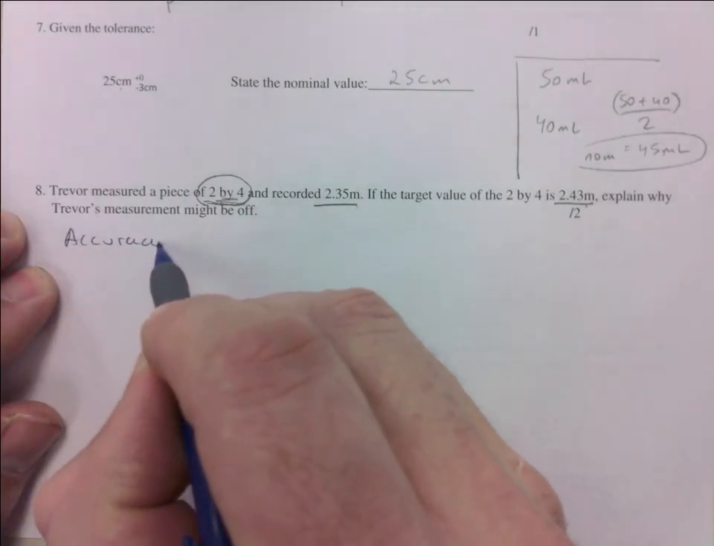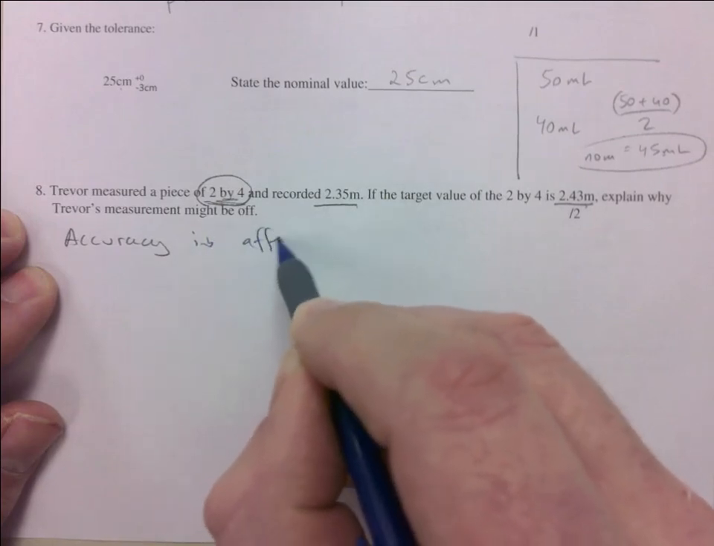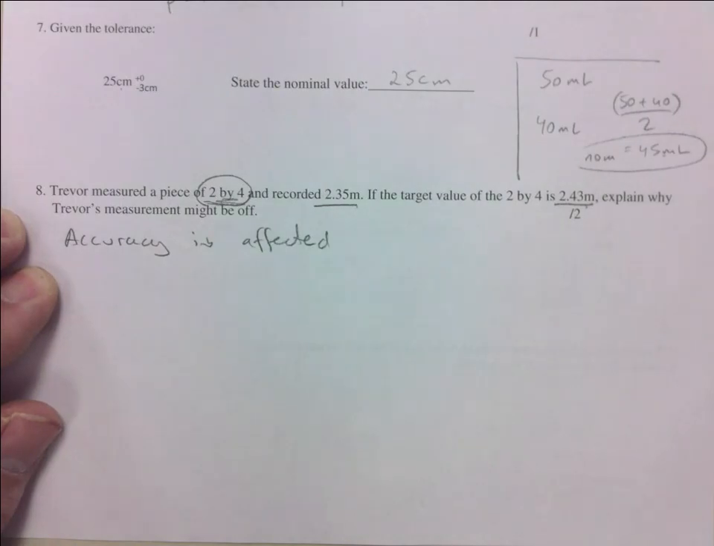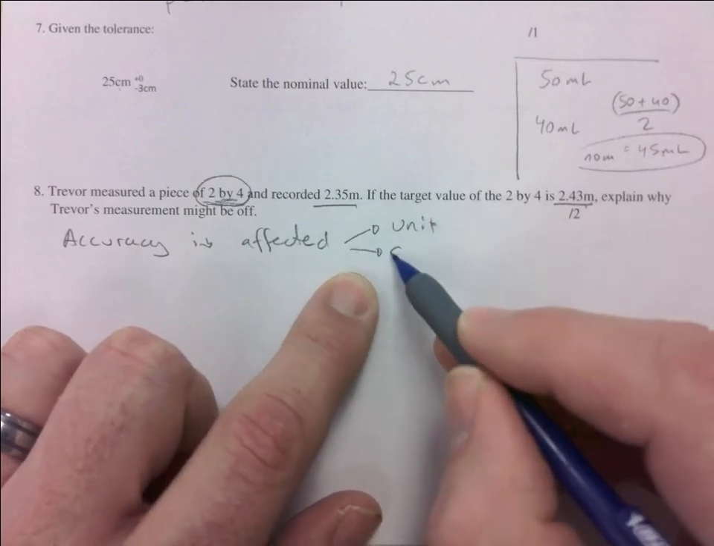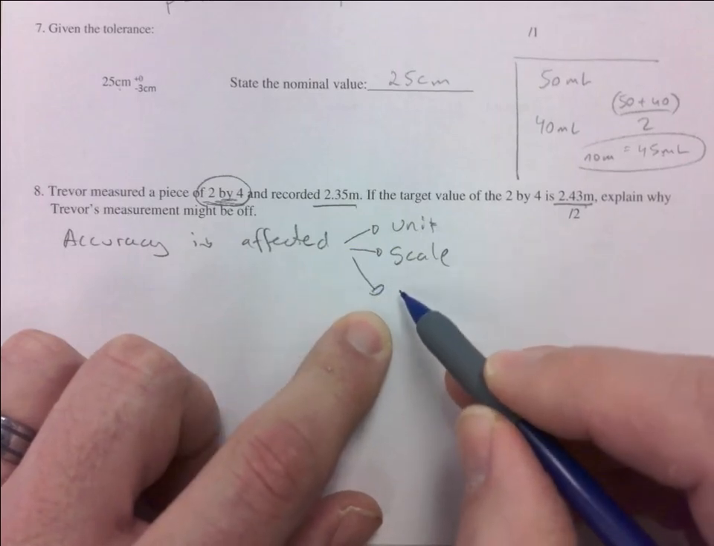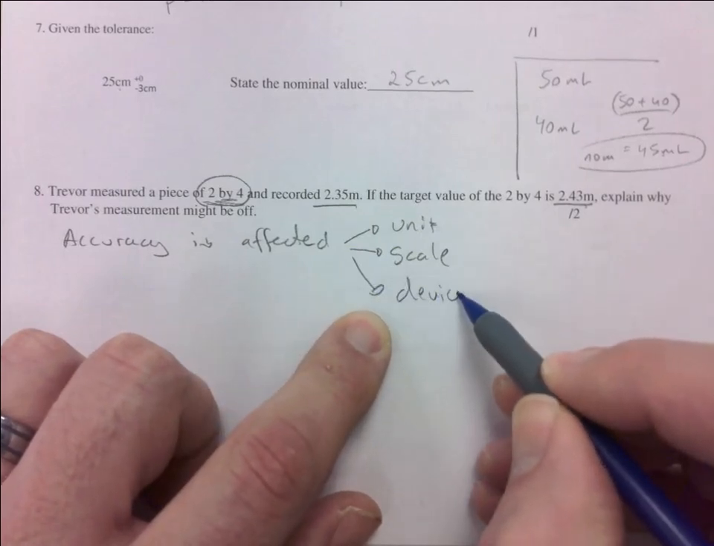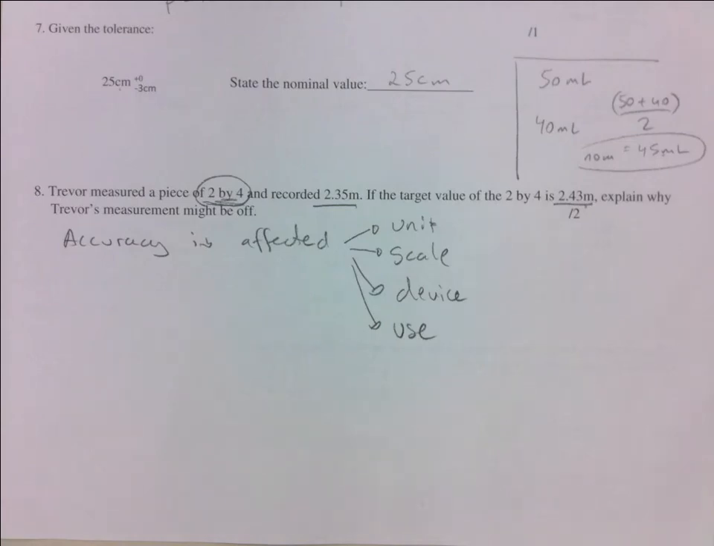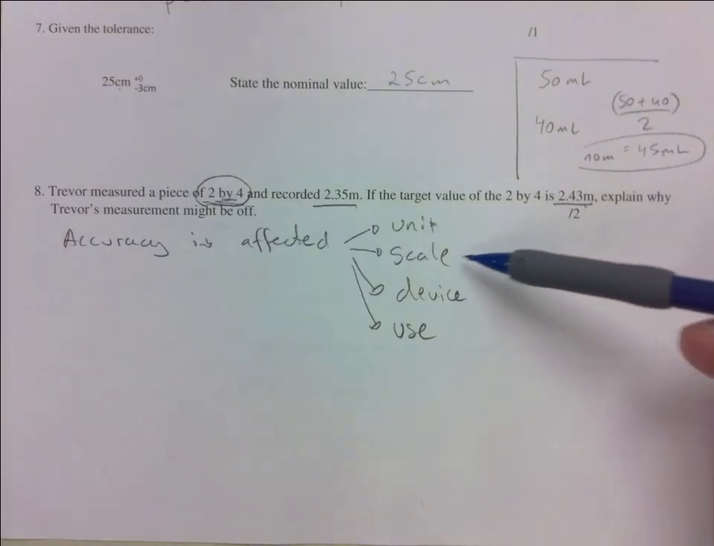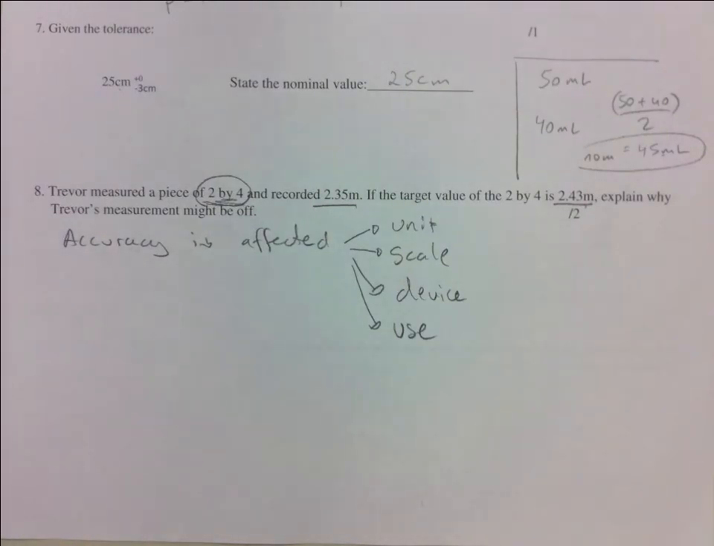Accuracy is affected. You don't have to write all of this, okay? I'm just reviewing. Is affected by the unit, the scale, the device, and use, okay? Any of those four you mess around with, it's gonna affect it. So technically, Will, the scale is kind of affected, but it has to do with precision and uncertainty. If you're using a kilometer to measure this table, your uncertainty will be way off, and so the measurement will be off.